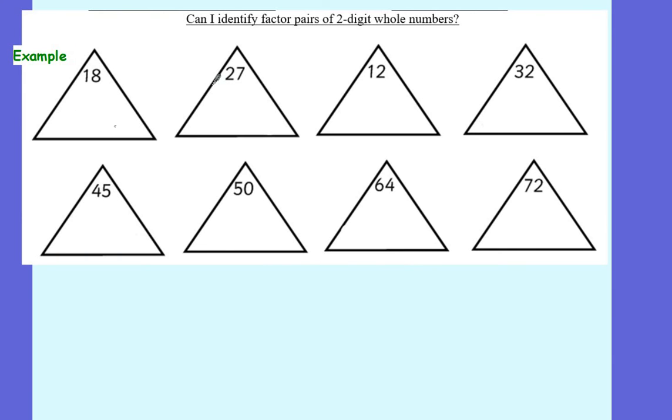Okay, I'm going to go through an example and then you're going to finish these off in your light blue book. I want you to find the factor pairs of whole digit numbers. For example, if I've got 18, factor pairs could be 1 and 18, 2 and 9, or 3 and 6. 1 times 18 gives me 18, 2 times 9, 3 times 6. All numbers I can multiply by another whole number to give my answer.